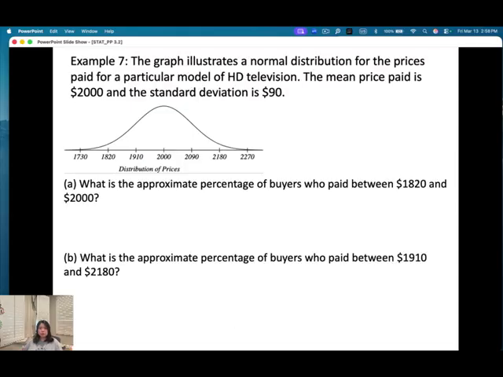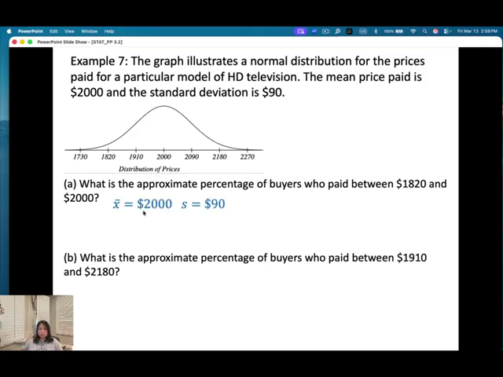Okay, next example. The graph isolates a normal distribution for the price paid for a particular model of HD television. The mean price paid is 2,000 and the standard deviation is 90. What is the approximate percentage of buyers who pay between 1,820 and 2,000?